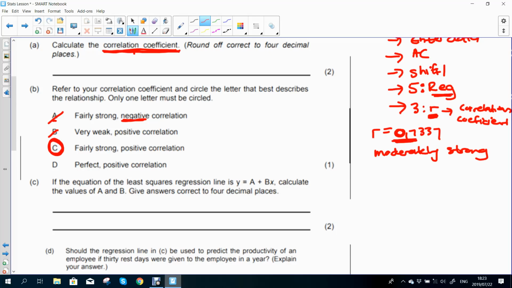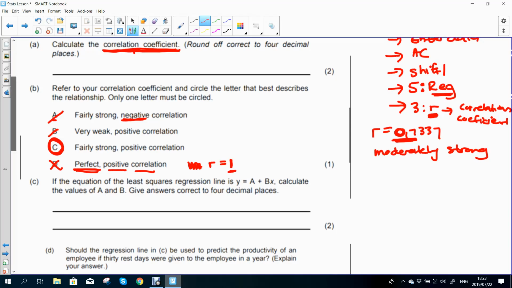Perfect. Okay. If something is perfect, guys, if you get a perfect correlation, that means that your correlation coefficient is exactly 1. No decimals, no roundings. Your answer is exactly 1. Then you have a perfect positive correlation, and that is not the case in this one. So your answer there is C.